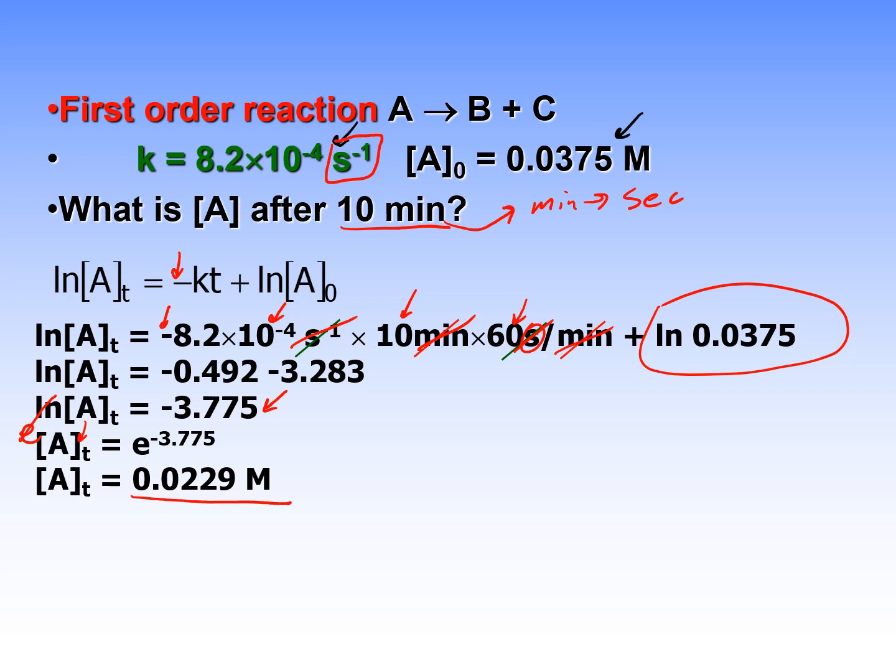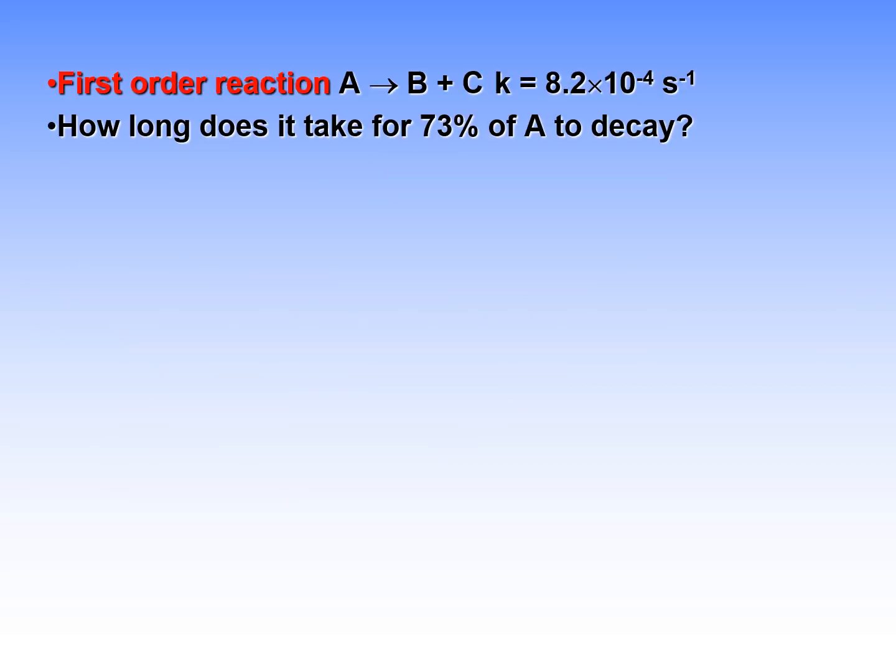One thing to always double check is that this value is in fact less than your initial. As reactions go, concentration decreases. This is the amount of reactant still remaining after 10 minutes. So this is your concentration that's present after 10 minutes, not how much was lost, which is an important distinguisher. So let's do one more.